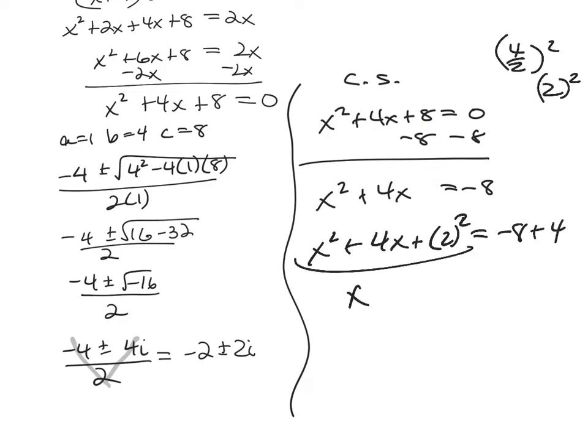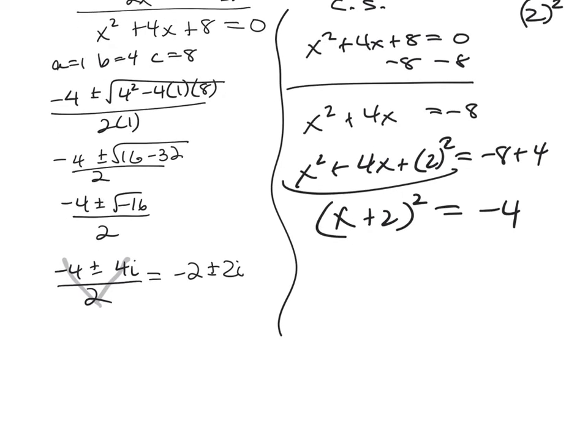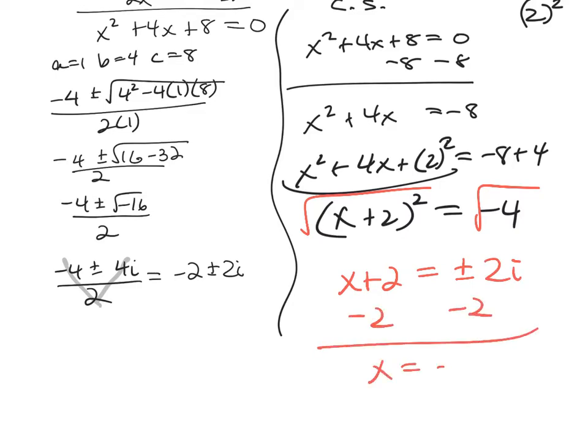Factor this side, and I get x plus 2 squared equals negative 4. I'm now going to square root both sides. X plus 2 equals plus or minus 2i. Move the 2 over, and x equals negative 2 plus or minus 2i. So I didn't have to simplify anything here. It went right to my answer.